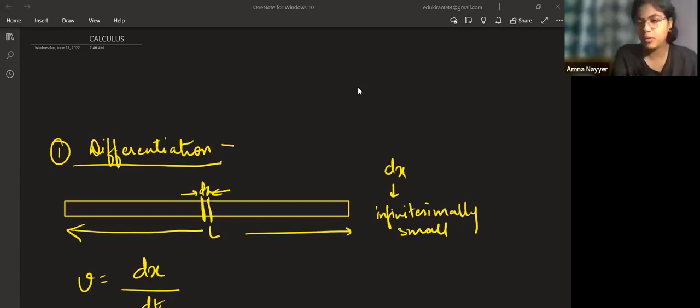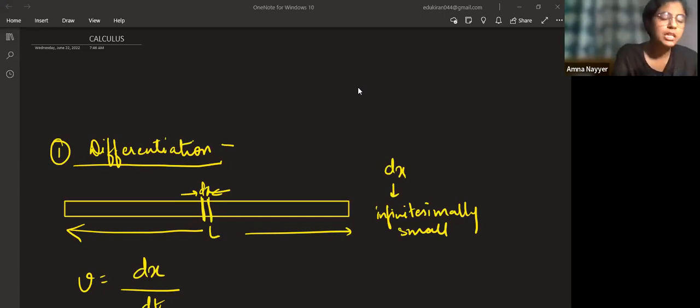Now, before starting with your mechanics, firstly, I would like to discuss the calculus, mathematical physics part. Those who will be having maths, they'll already be learning this in class 12th, I think. But whatever calculus is required here in physics, that I'll discuss.